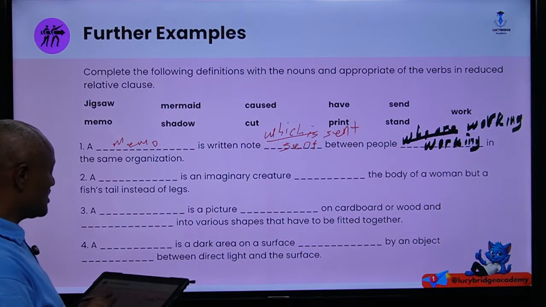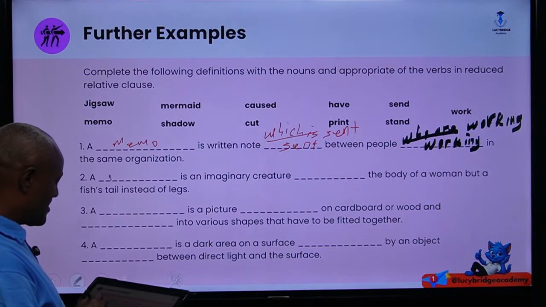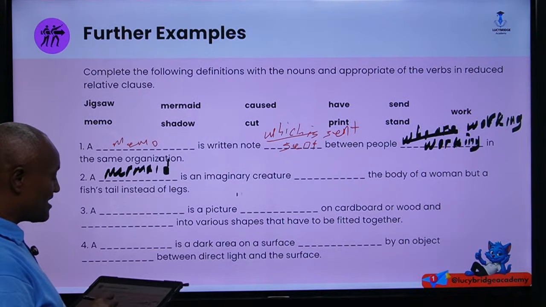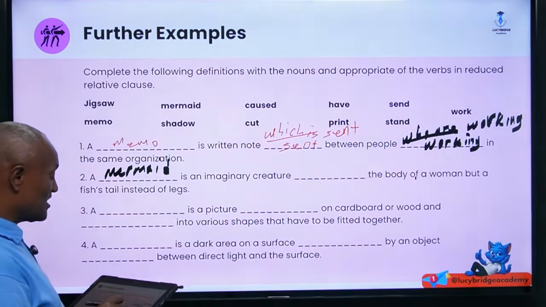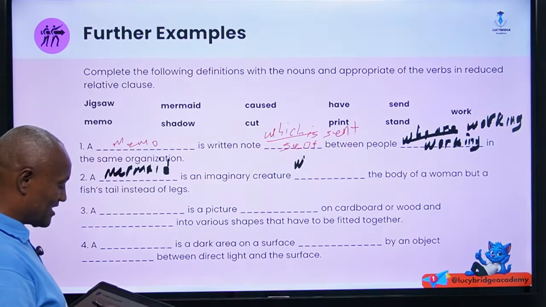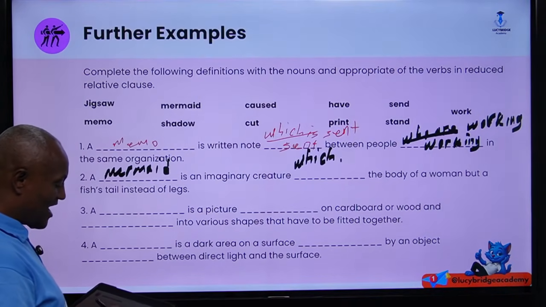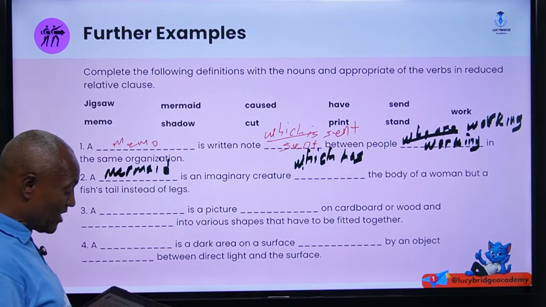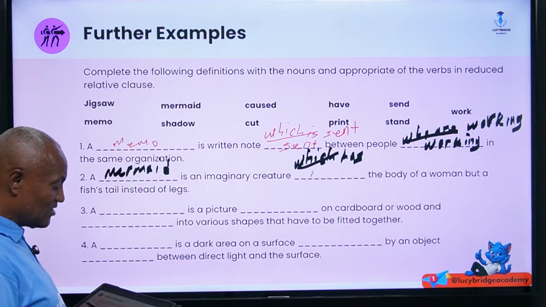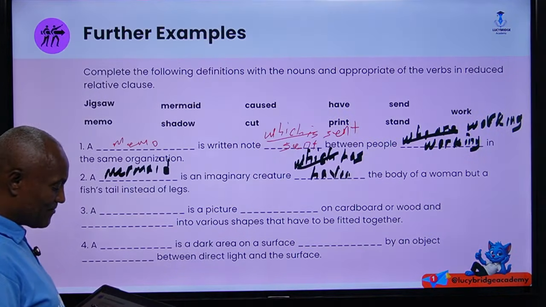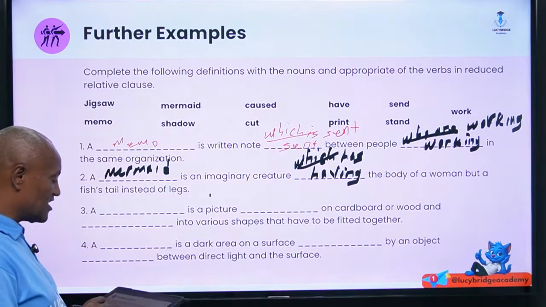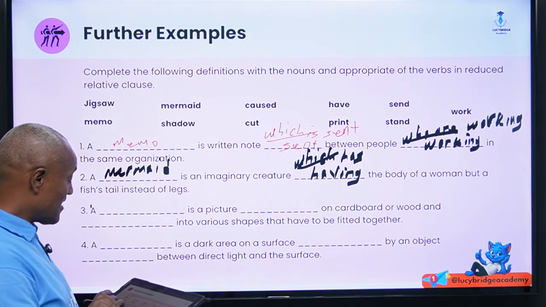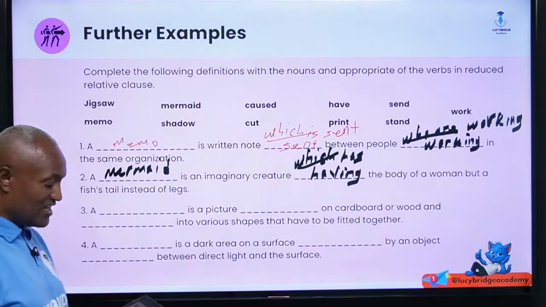And again, come on here. A dash is an imaginary creature. A mermaid is an imaginary creature which has the body of a woman. When we omit which has, it will be changed to having. So a mermaid is an imaginary creature having the body of a woman but a fish's tail instead of legs. And then you can finish like that.